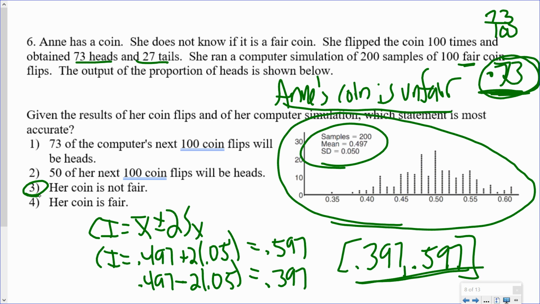50 of her next 100 coin flips will be heads. Theoretically, 50 of them will be, but in reality, it's unlikely that it's going to be exactly 50. It's likely to be close to 50, but I don't know for a fact that 50 out of the next 100 will definitely come up heads. Her coin is not fair, again, because her proportion is not an expected value because it does not fall in the confidence interval.